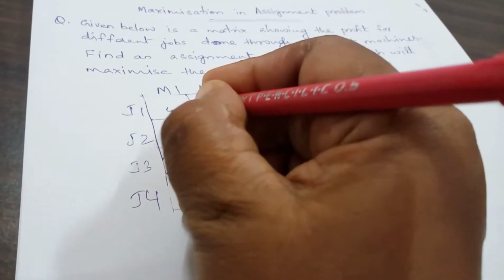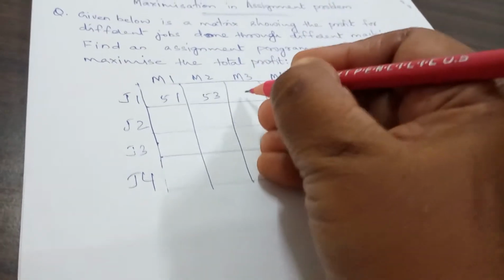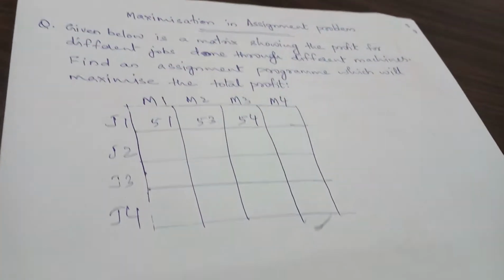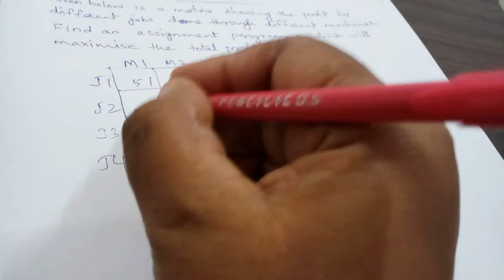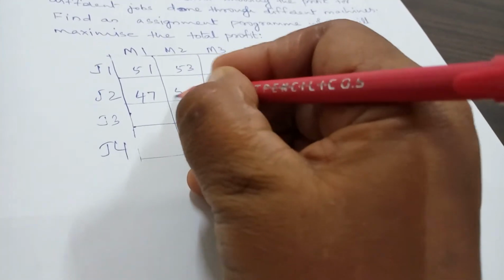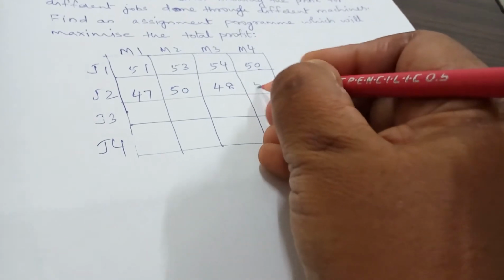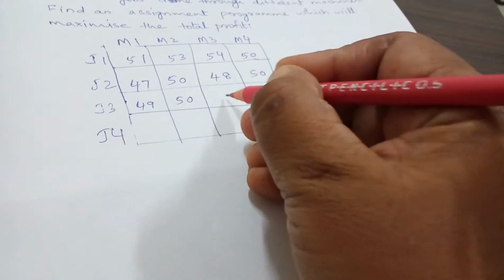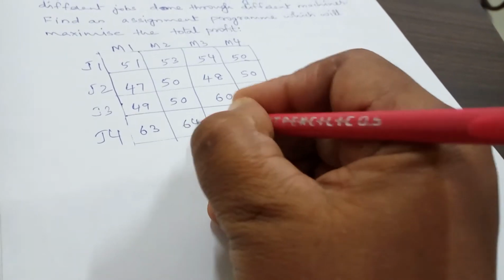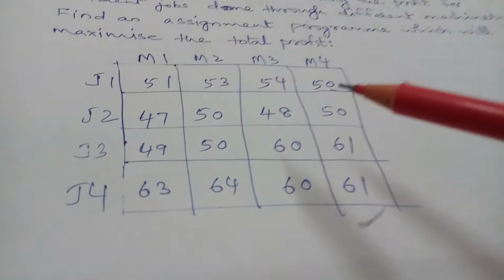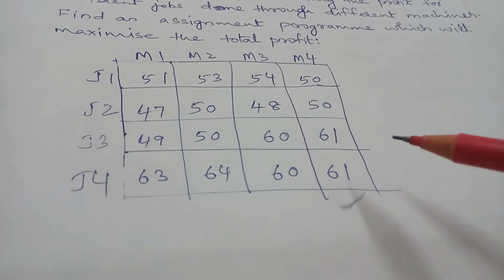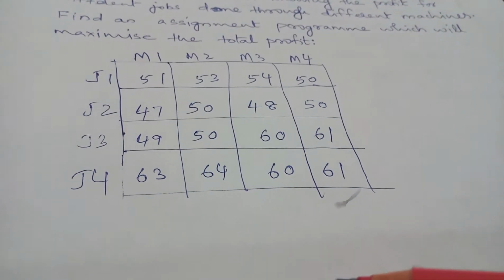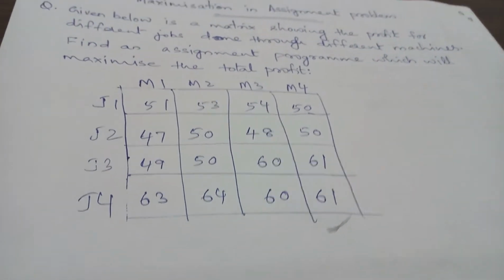Now the values are 51, 53, 54, 50, 47, 50, 48, 50, 49, 50, 60, 61, 63, 64, 60, 61. So that is the value of the matrix.